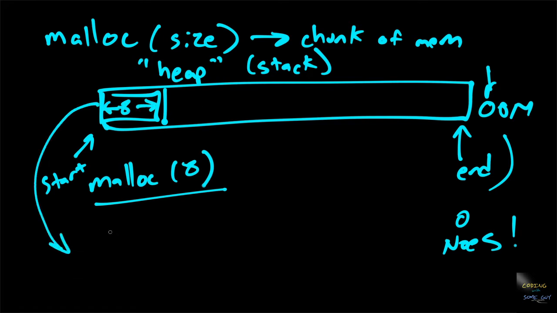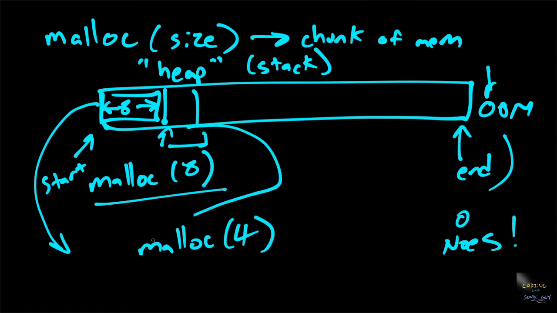We need to give back a pointer to the start of it. So here you go. And then the next one comes along and says, I want to malloc 4. And so we're going to say, fine, I got your 4. Take this and advance it by 4, so it'll be half the size. And here you go. You're good to go. That's your chunk of memory.